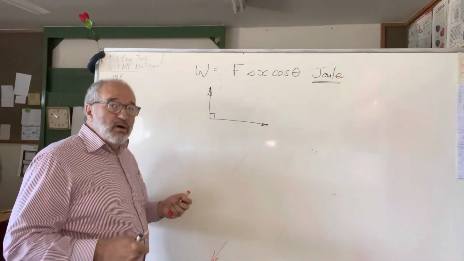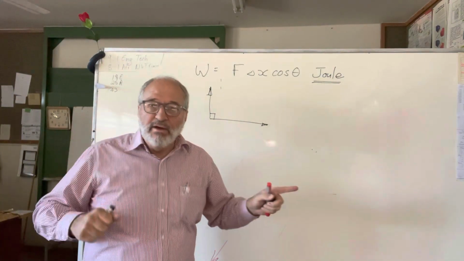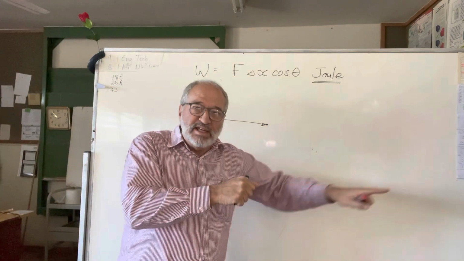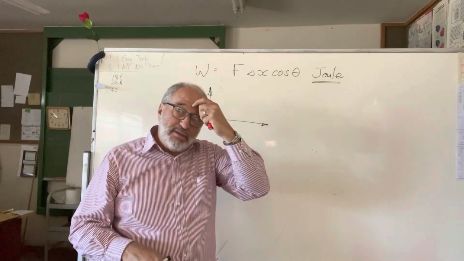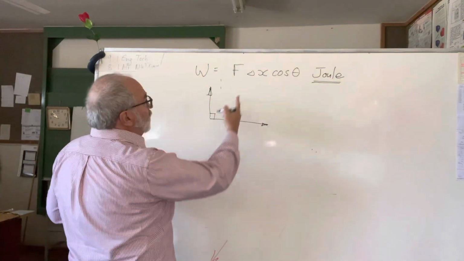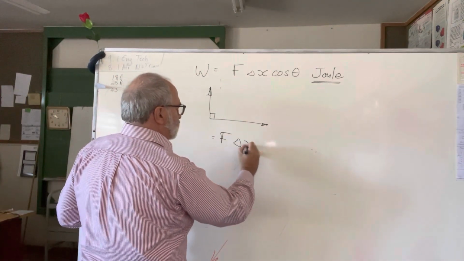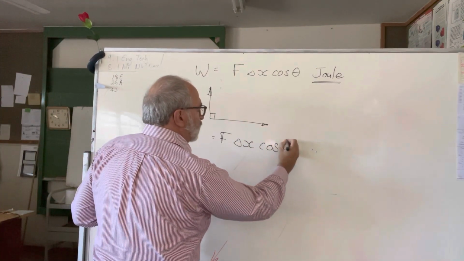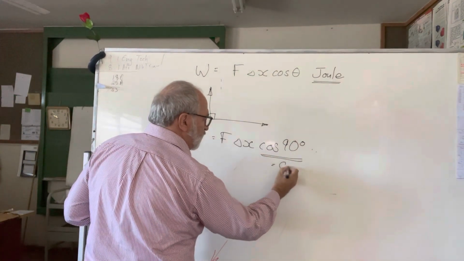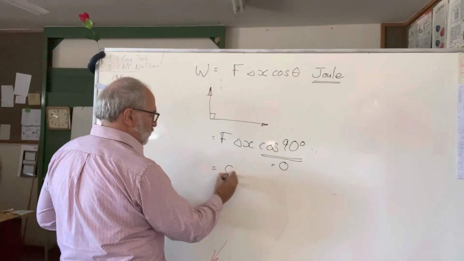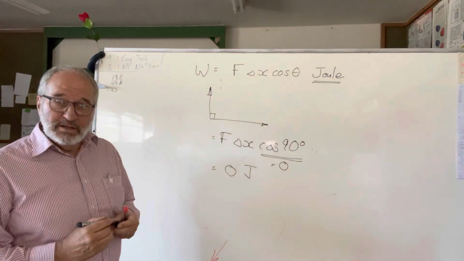You're actually doing no work on the thing because you're pulling it up, but the motion is that way. Work is only done when the force is assisting the motion or opposing the motion in some way. Pulling it up doesn't do anything to it. So, and your equation will tell you that. W is gelyk aan F delta X cos 90 grade and cos 90 degrees equals 0. So the answer is going to be 0 joule, just to get all your marks.